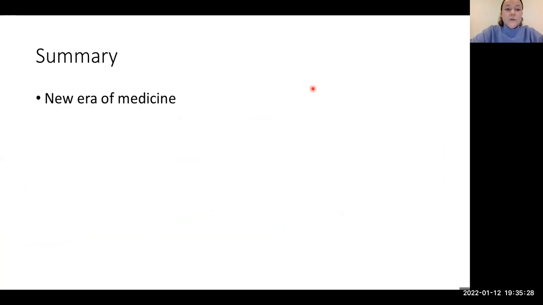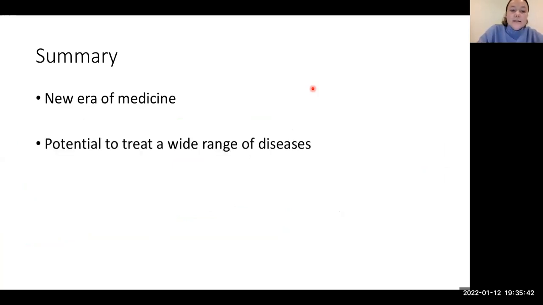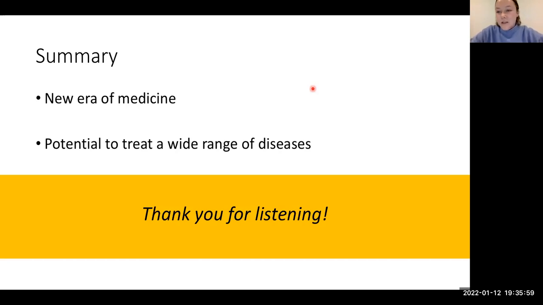So just to summarize, gene therapy is a new exciting era of medicine. It's still in some diseases at very early stages, but in others, fully licensed gene therapy products are available. And I think gene therapy has the potential to treat a wide range of diseases, and I've begun to look at potentially applying gene therapy to TTP, with still a lot of work to do, but just at the early stages. And yeah, just to say thank you for listening, and I'm very happy to take questions.